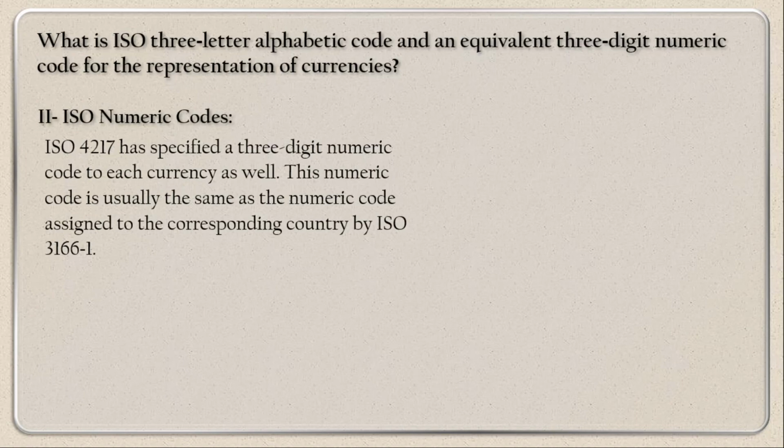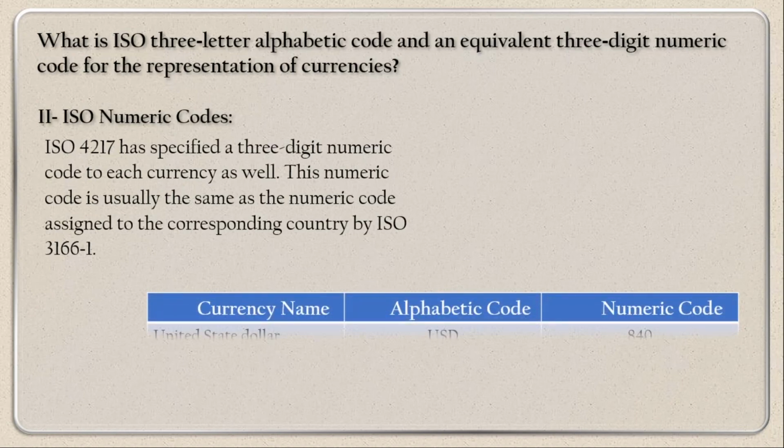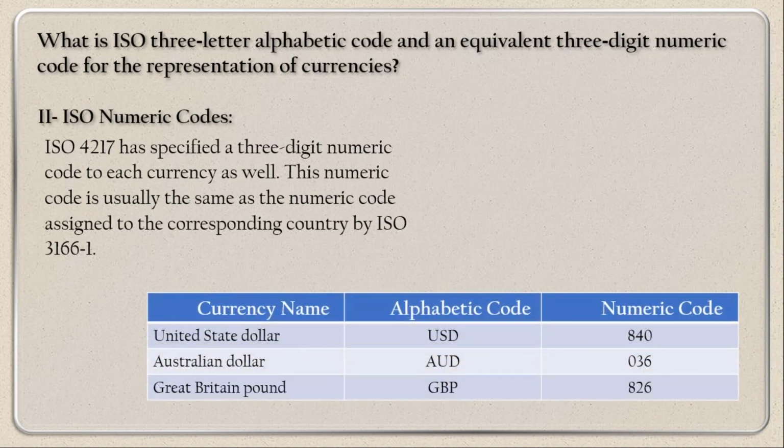Let me give you some examples of the 3-digit numeric codes of currencies. For example, United States dollar, alphabetic code is USD and numeric code is 840. Australian dollar, alphabetic code is AUD and numeric code is 036. Great Britain pound, alphabetic code is GBP and numeric code is 826. So the alphabetic code is always used in the Forex platforms or at the Forex market when we are exchanging the currencies physically or through the platforms. But the numeric code is used by the banking system, not in the Forex platforms.